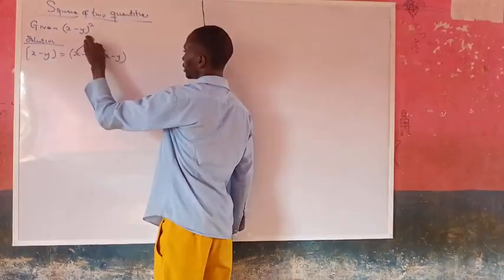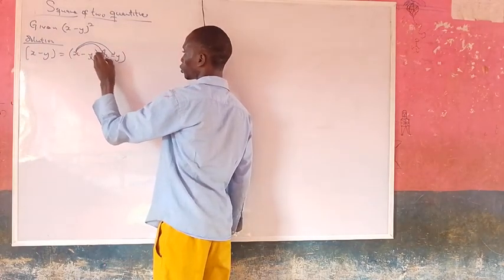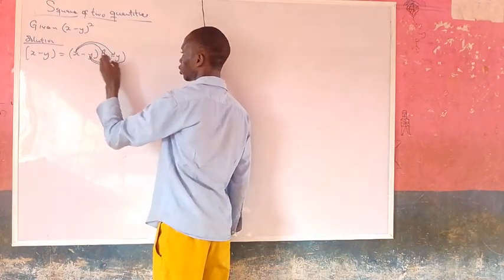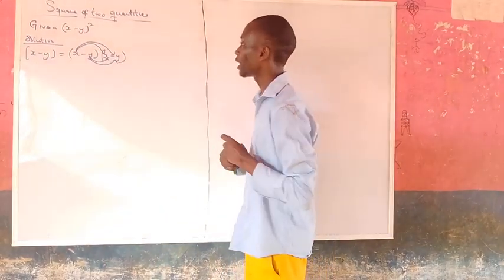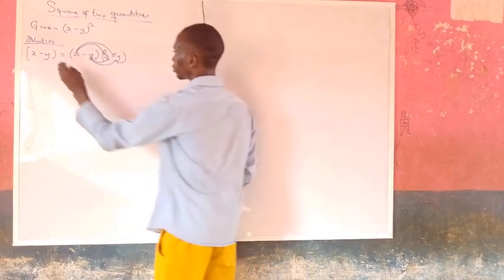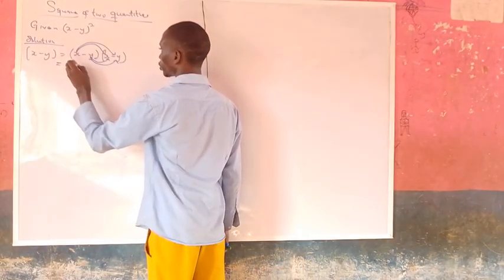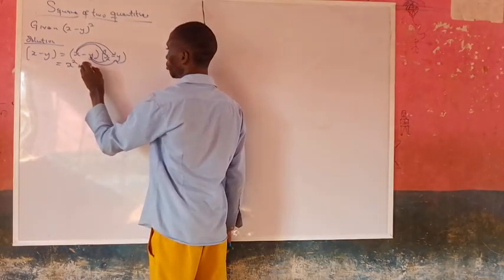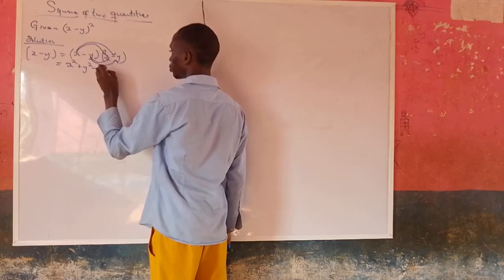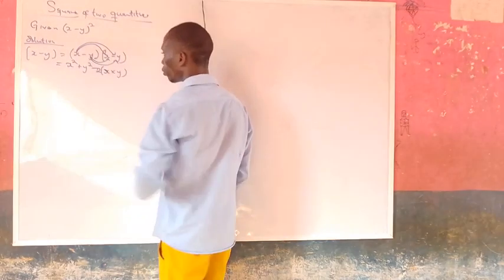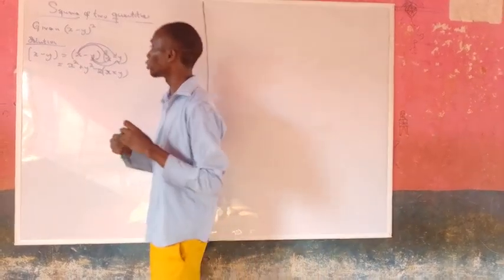This is multiplied by this, and this is multiplied by this, and then this is also multiplied by this, and this is also multiplied by this. Cool, that's good. Now, I want to show you a trick to find this. So this can be solved as what? x squared plus y squared minus 2 multiplied by xy. Cool. You guys have been wondering how do I arrive there. So I'm going to show you how I got this.